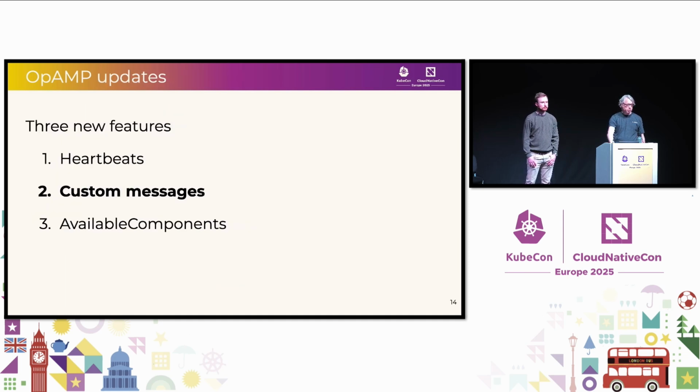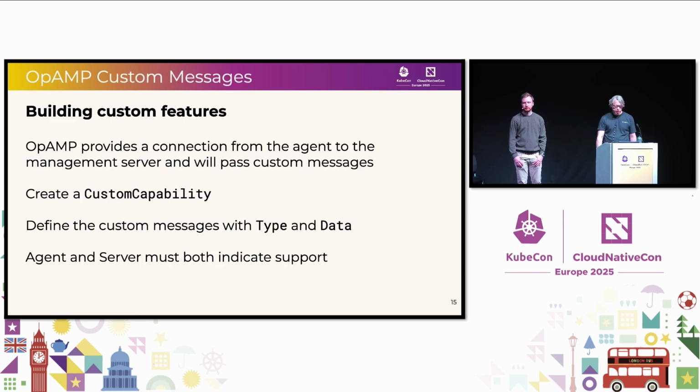Custom messages are also a new feature in OpAMP. So suppose you want to implement a feature that's not defined by the OpAMP protocol. Custom messages allow additional messages to be sent between the agent and server using the OpAMP connection. This allows the connection to be reused for new features. While the overall structure of custom capabilities and messages is defined by the spec, the format and contents of the messages are not. If you want to implement a new OpAMP feature, start by defining a custom capability and define the message type and data for each message. For messages to be sent, both the server and the agent must indicate support for that custom capability.